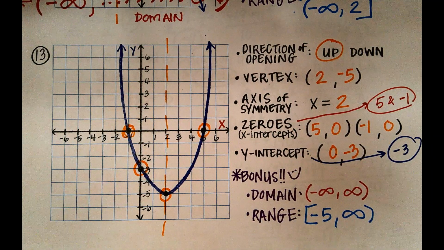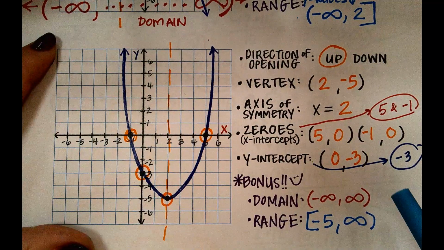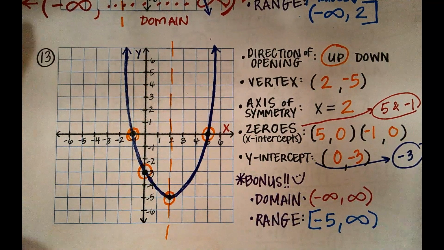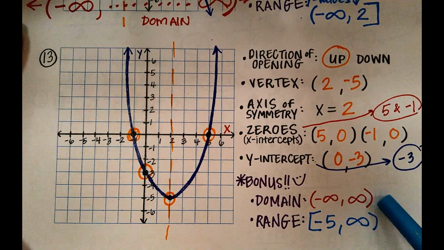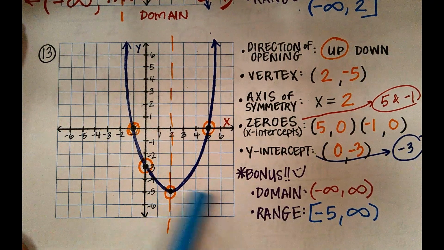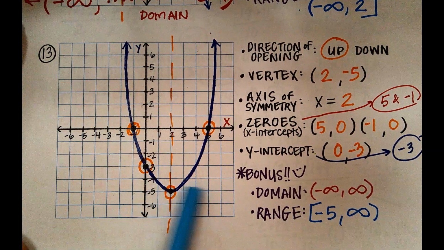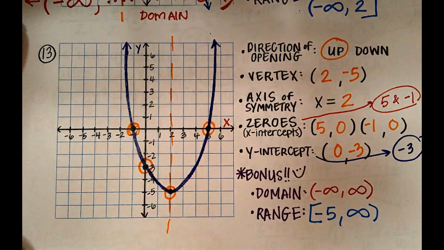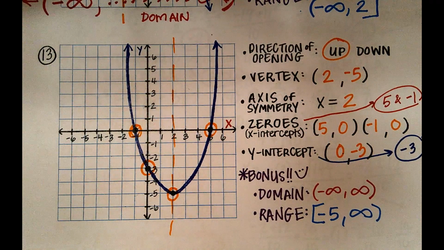Your domain is going negative, like you explained the first time, and the second is positive. And then when you come to your range, it stops at -5 and continues to infinity on the positive side. Right. Perfect. Very nice.